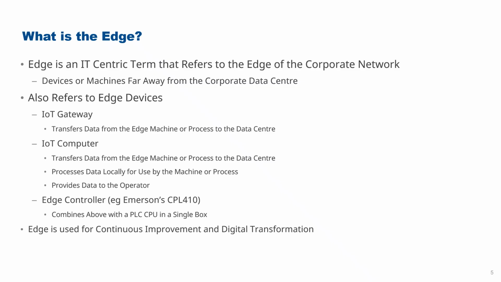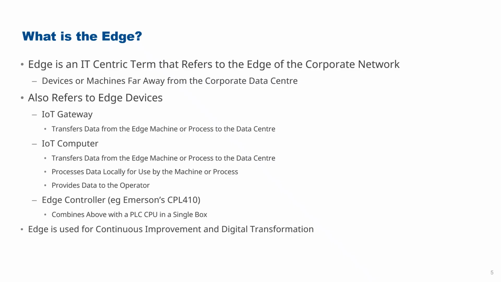Now, the opposite of IT is OT. OT means operational technology, and that's the people who are more concerned with operating the plant. So they probably don't refer to this as the edge. So the edge does come from the IT people rather than the OT people. And that's why we also refer to edge devices and the Internet of Things or the industrial Internet of Things.